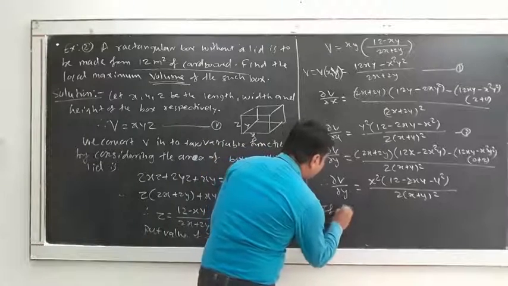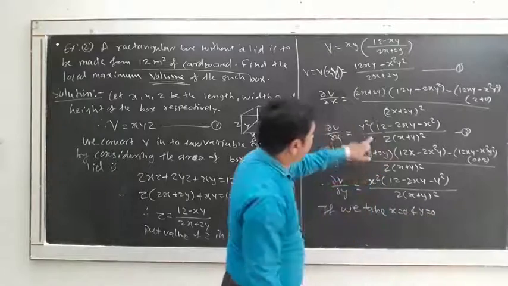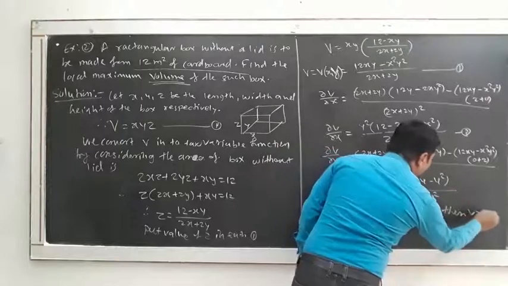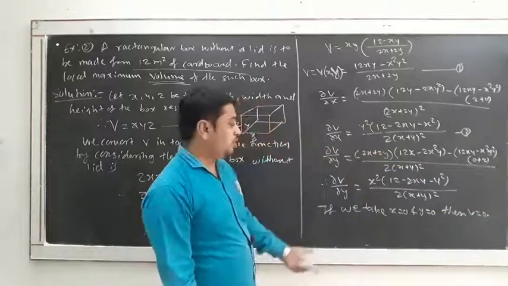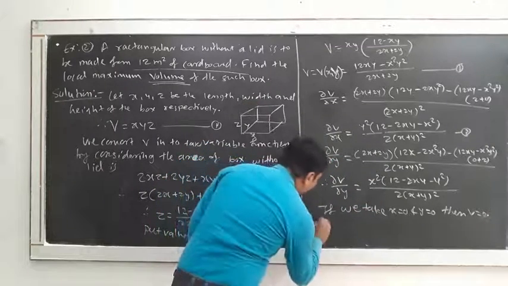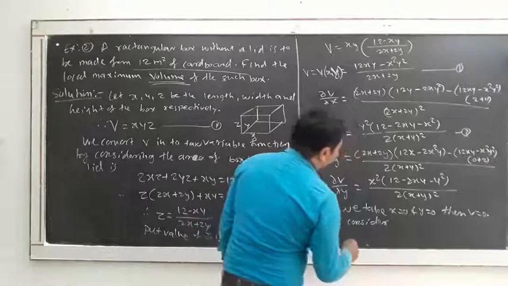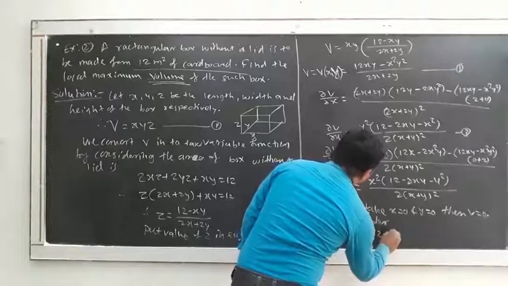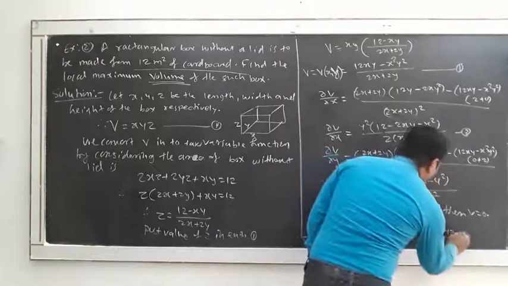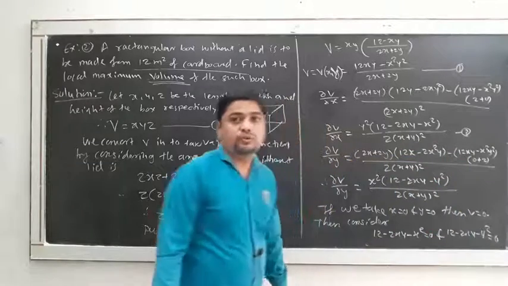So if we take x is equal to 0 and y is equal to 0, then what we are getting? V is equal to 0. That is, volume is 0. So we are not able to take both as 0. For this, what do we consider? Then consider the two statements: 12 minus 2xy minus x square is equal to 0, and 12 minus 2xy minus y square is equal to 0.